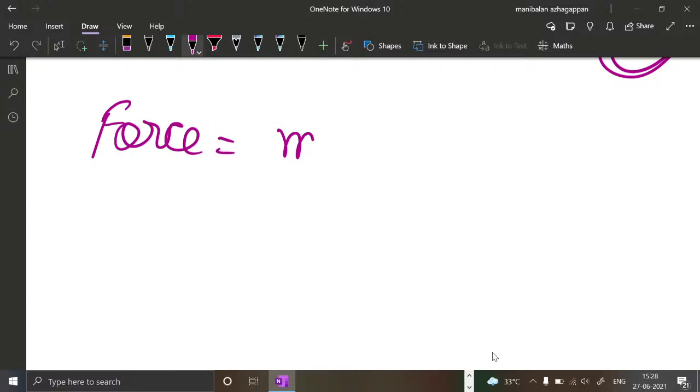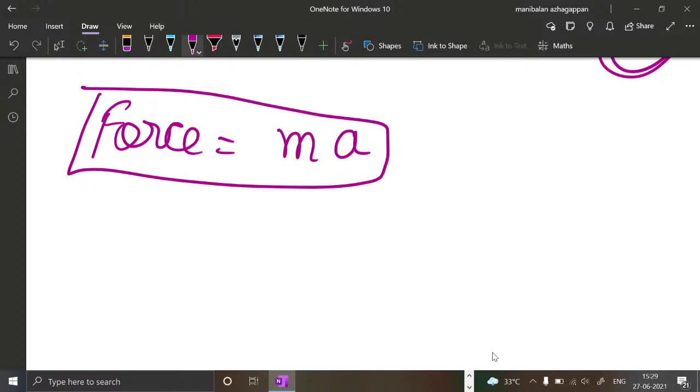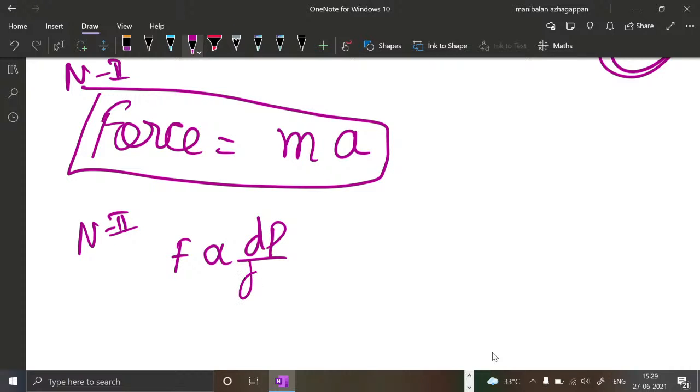Next, force. Force is equal to mass into acceleration. So this comes under Newton's second law. In case they ask you to state Newton's second law: force is directly proportional to the rate of change of momentum. So what is momentum? Momentum is equal to mass into velocity. The product of mass and velocity, we can take it as momentum.